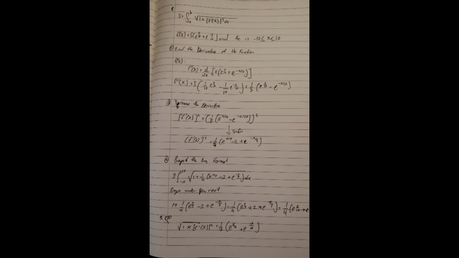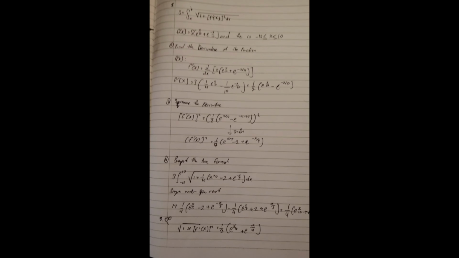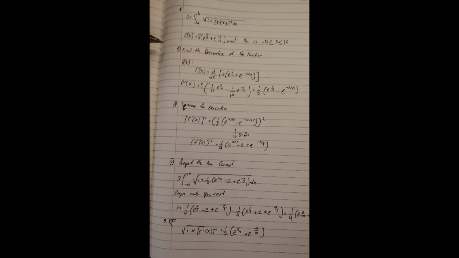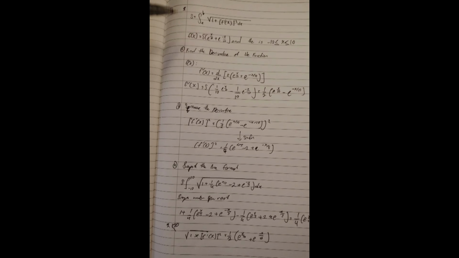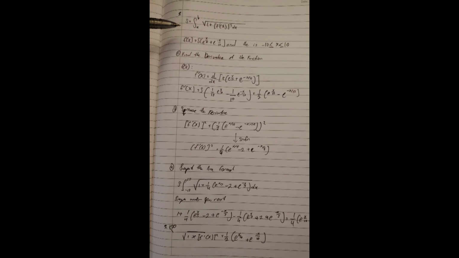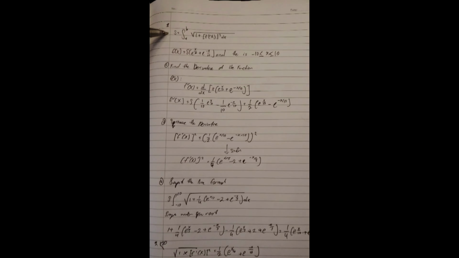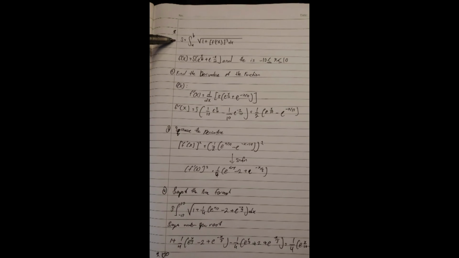Hello everyone, today we're going to calculate the arc length of a cable that hangs between two poles which are 20 feet apart. First of all, we're going to use a formula to calculate the arc length. So this is the formula to calculate arc length.